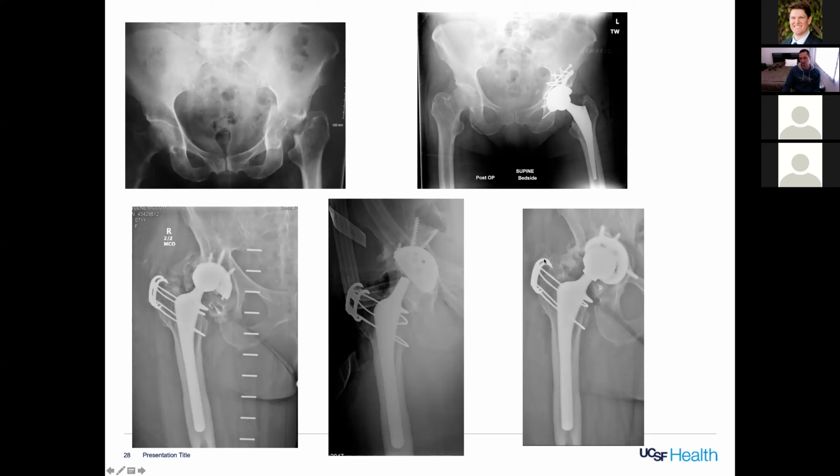So based on those principles, I added a bunch of screws, limited the weight bearing, and she went on to heal. This had some consequences in the sense that I had to make up her length and offset with this collared neck. If I were to go back, knowing what I know now in practice, I probably would have taken this cup out, and I might have actually caged this just for safety.